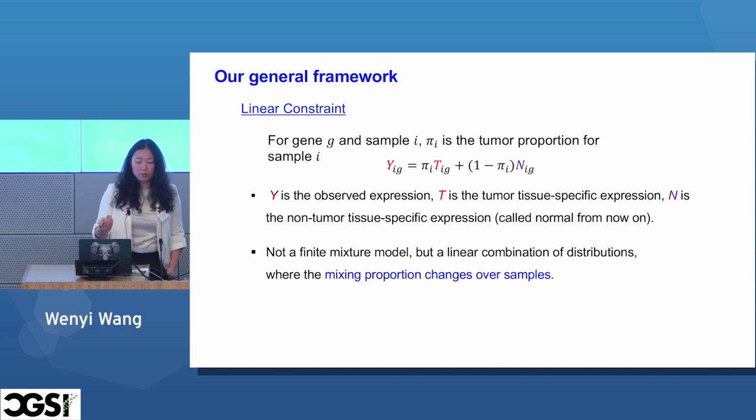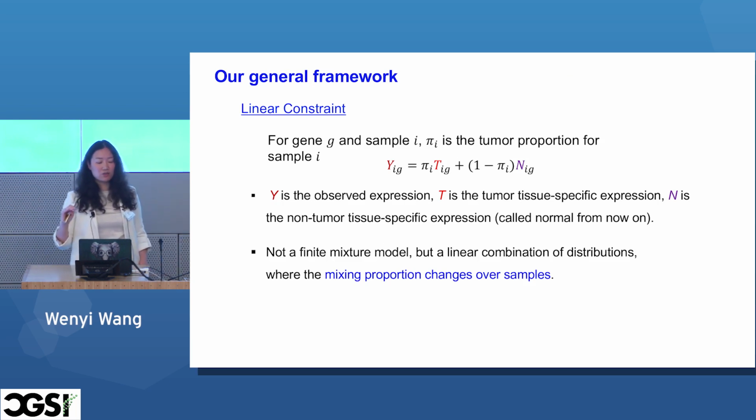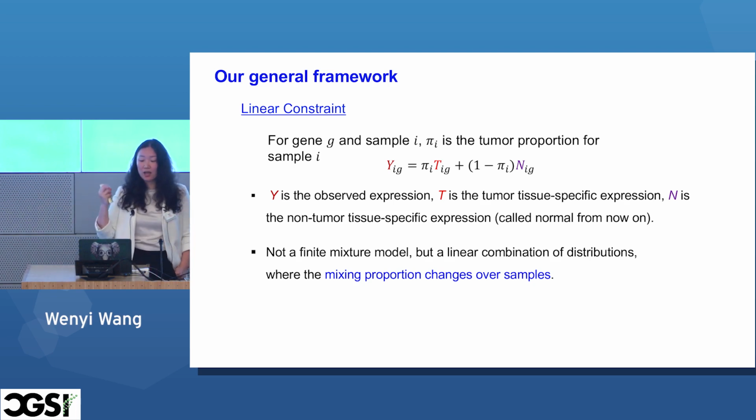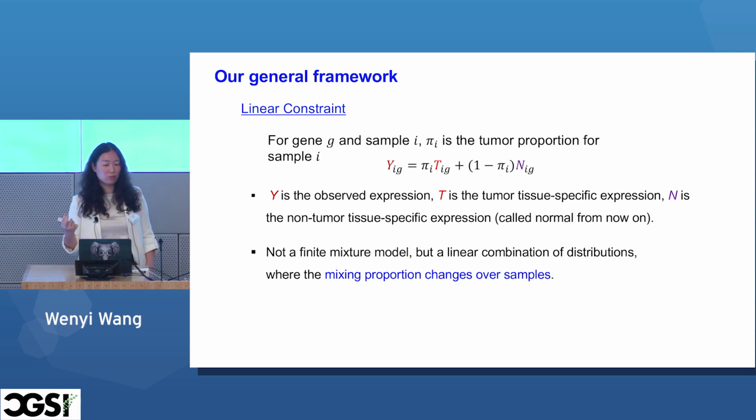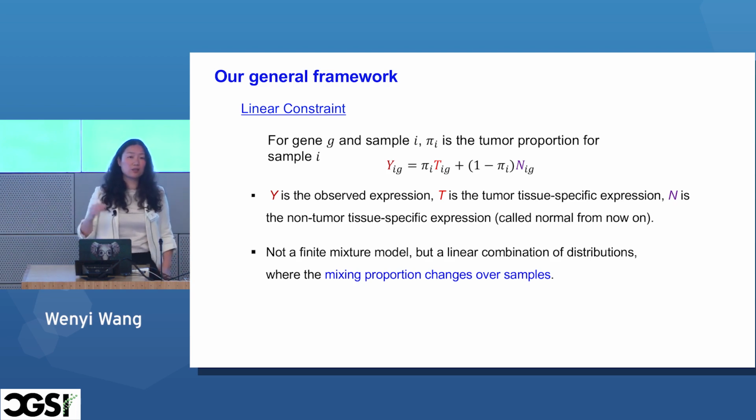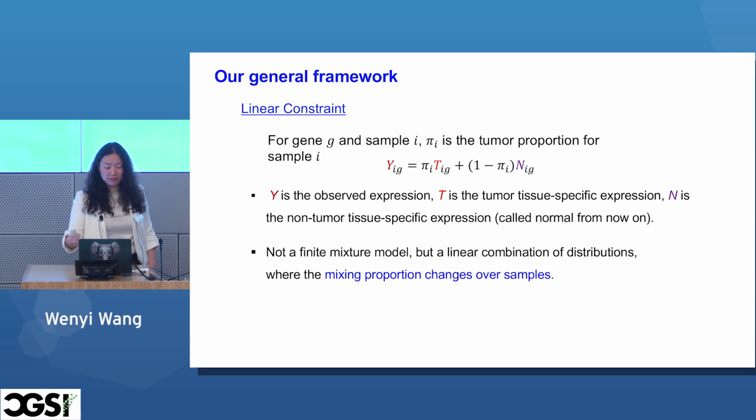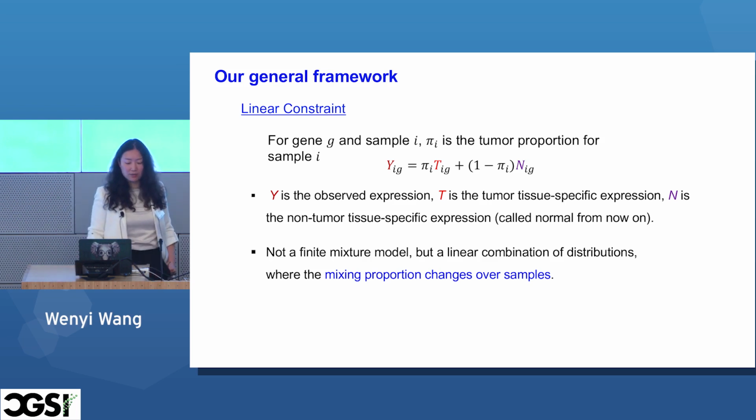Our model is quite simple and straightforward. It's a linear constraint. Here we have Y_ig for gene g and sample i: Y_ig equals pi_i times T_ig plus (1 minus pi_i) times N_ig. Pi_i is the tumor proportion for sample i, Y is the observed expression, T is the tumor component, and N is the non-tumor component. The non-tumor component includes stromal cells, immune cells, etc. I'll call it normal, N, from now on, but it's nothing normal because these are cells existing in the tumor tissue. They're just not cancer cells.